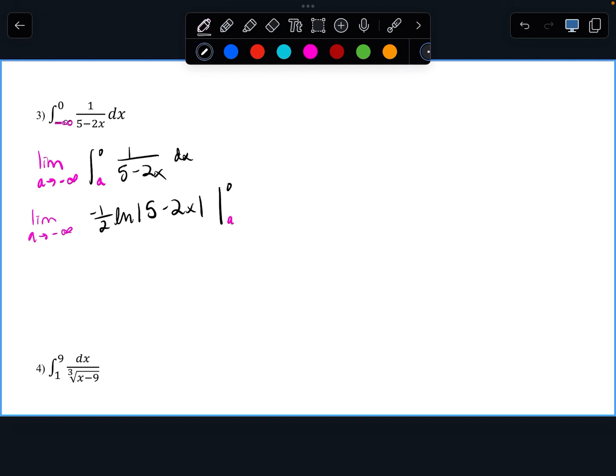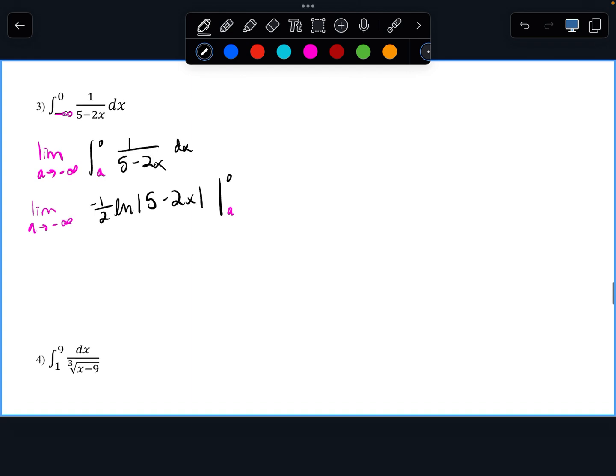Just going with it. Okay, so now you're going to plug it in. So you're going to plug 0 in, minus. Keep the limit. Drives you insane. So you get negative 1/2 natural log. When you plug 0 in, it's just 5. I'm not keeping the bars around because I'm evaluating it. Do you know what I mean? So what's the absolute value of 5? 5. So I don't do the bars anymore.